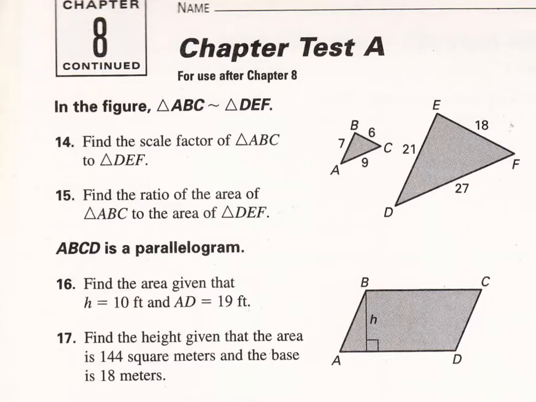Okay, 14 and 15. Number 14, they want you to find the scale factor of these two triangles. Remember, if you want to find the scale factor, just look at corresponding parts and reduce that fraction. And then number 15, they want you to find the ratio. So if you find the scale factor, you've probably found the ratio.